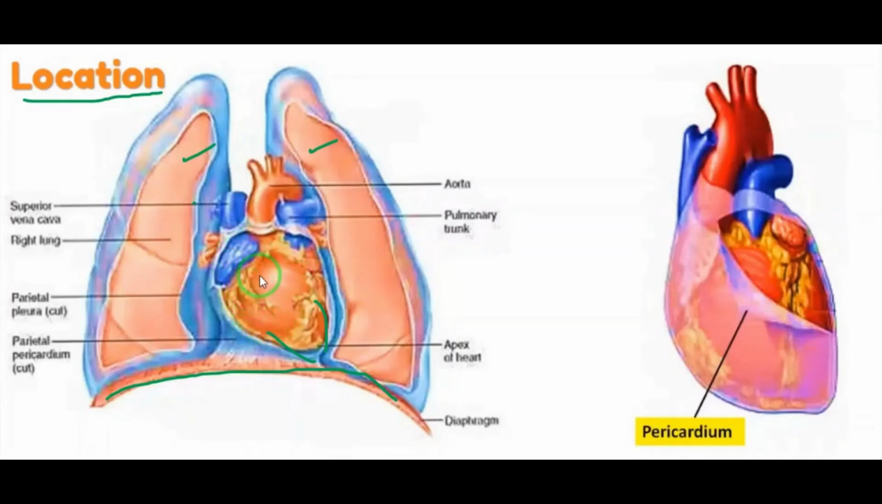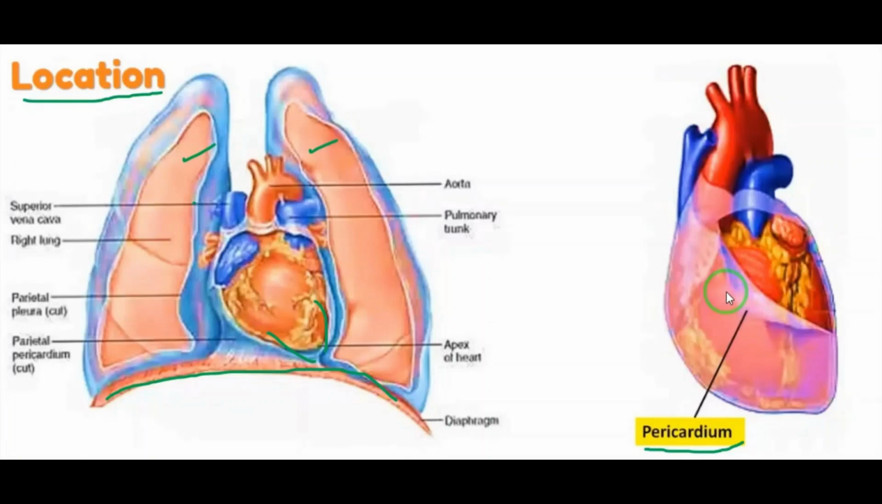Okay, children. Now, you see in this diagram, the heart is covered with a double-walled sac. So this is the outer covering or layer or sac. This double-walled sac is known as pericardium. The sac is known as what? Pericardium.